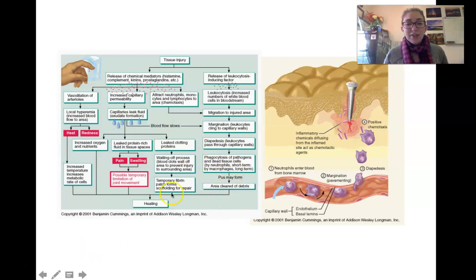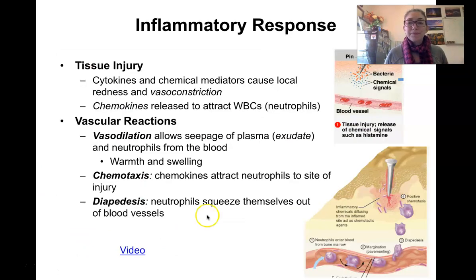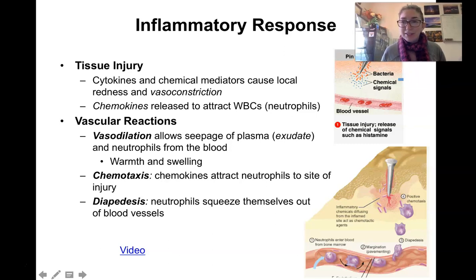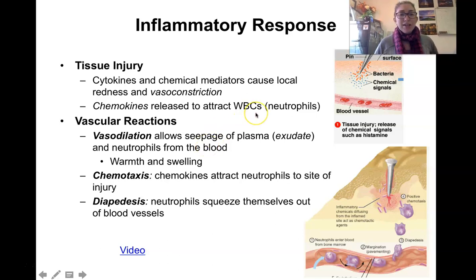And all of this together leads to healing of that wound and prevention of infection. So the inflammatory response, can't get my face quite out of the way here. The stages are, first, tissue injury. So you get a cut or a bacteria invades and does injury with enzymes. All right, so you're going to have cytokines that are released by those injured cells to attract neutrophils, white blood cells from the blood.